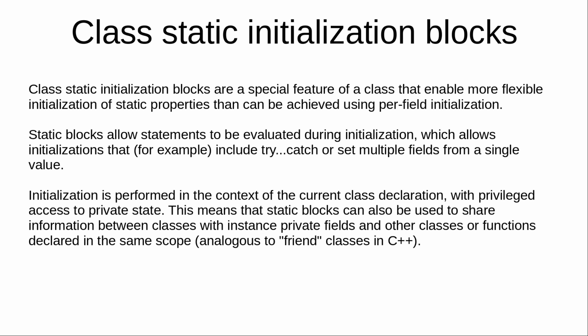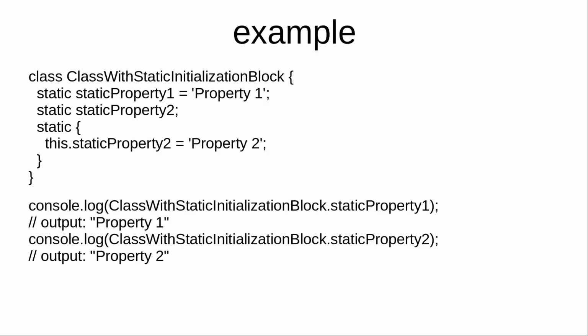Initialization is performed in the context of the current class declaration with privileged access to private state. This means that static blocks can also be used to share information between classes with instance private fields and other classes or functions declared in the same scope, analogous to friend classes in C++.